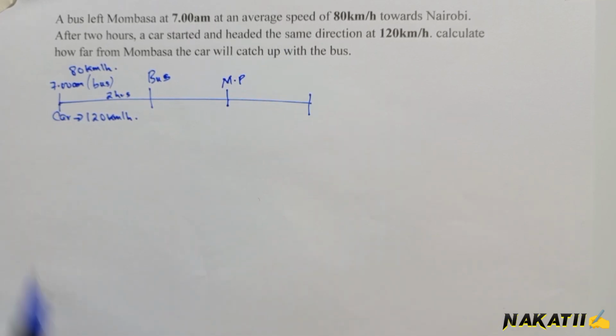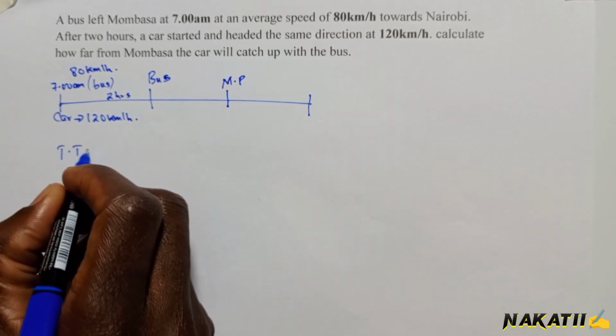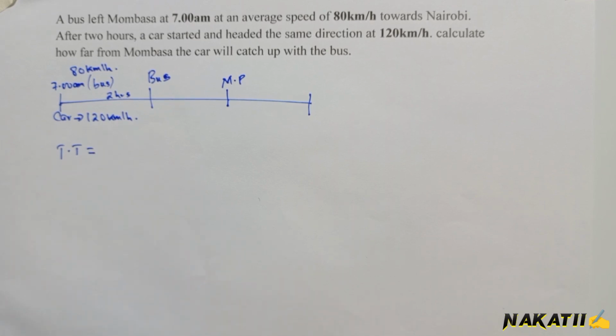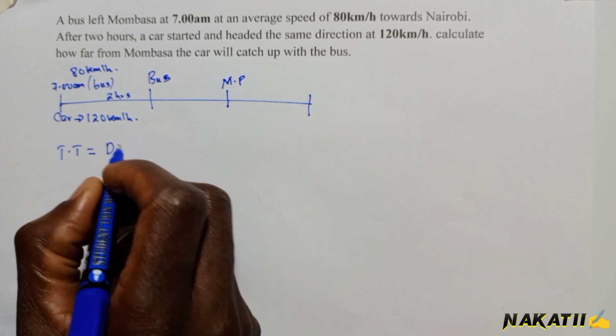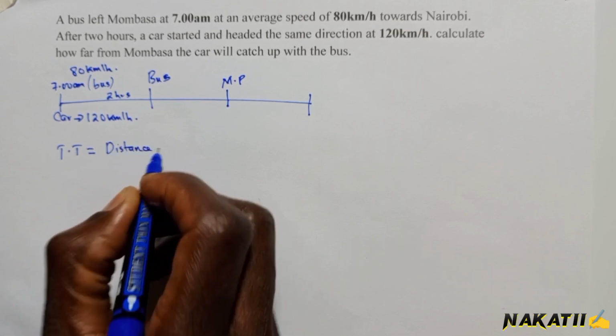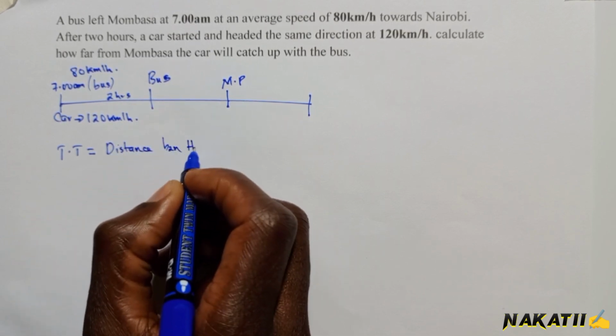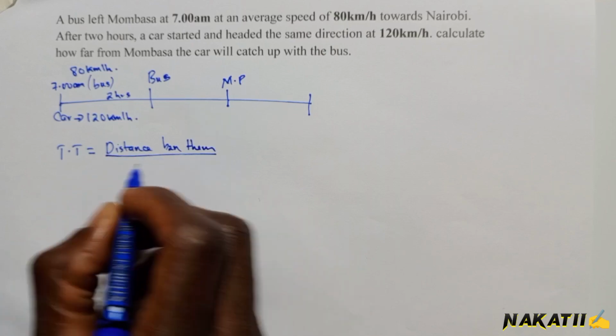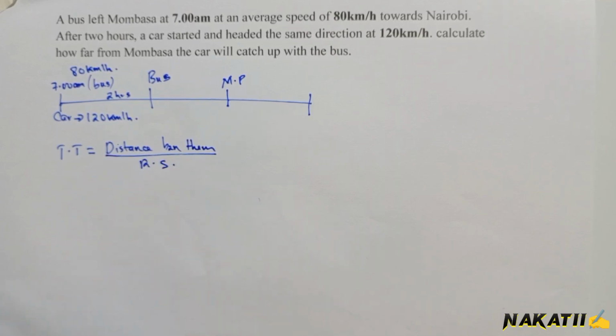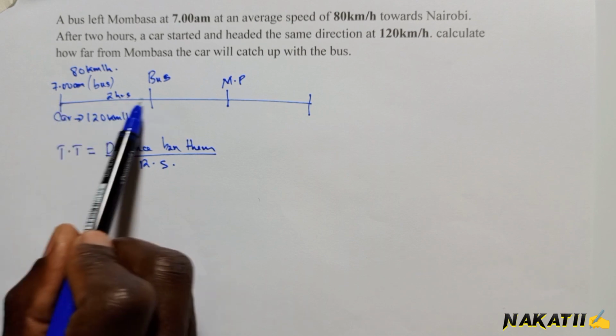What we need to know is the time taken for these two vehicles to meet, or the car to catch up with the bus. It is the distance between them divided by the relative speed. That is the formula. What is the distance between them? The distance between them is this one here.